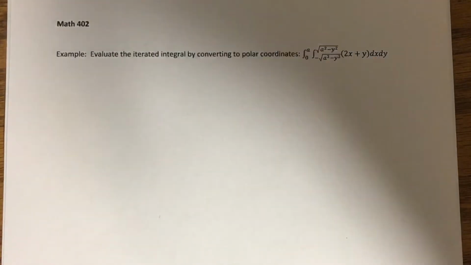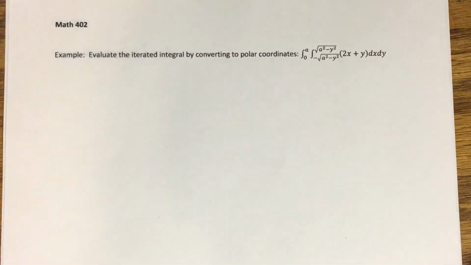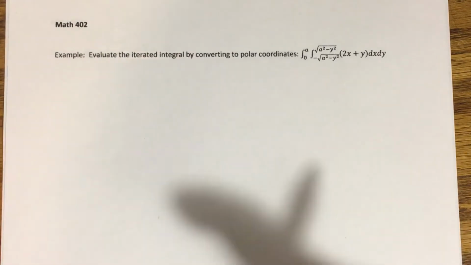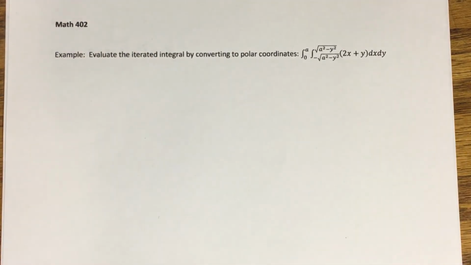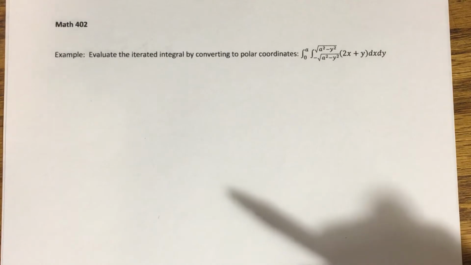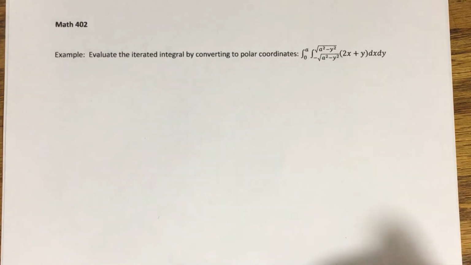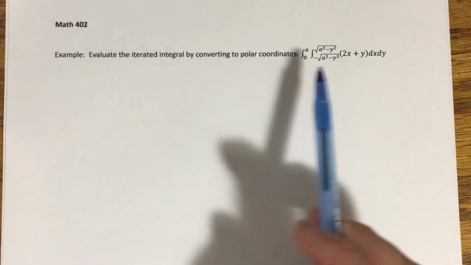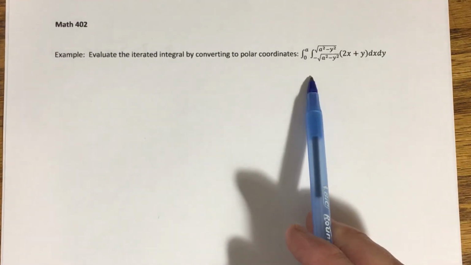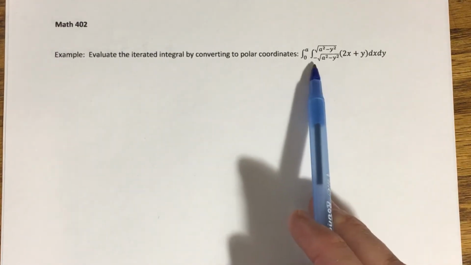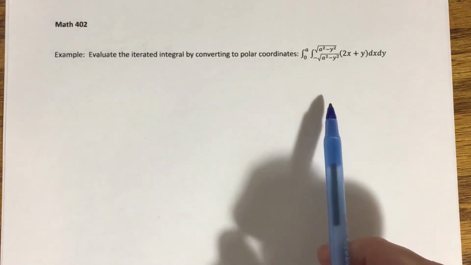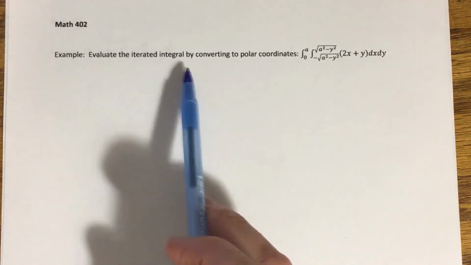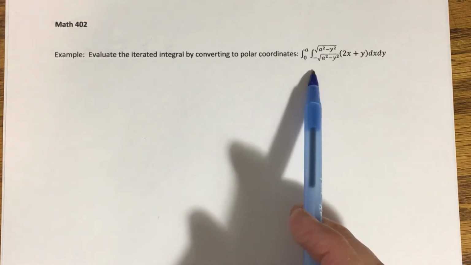All right, so for this next one, we're kind of doing things the other way around. Rather than being given a description of a region that we're trying to integrate over or find the area of or something like that, we're actually starting with an iterated integral, something that's already been expressed as an iterated integral. And we're being asked to evaluate it by first converting to polar coordinates.